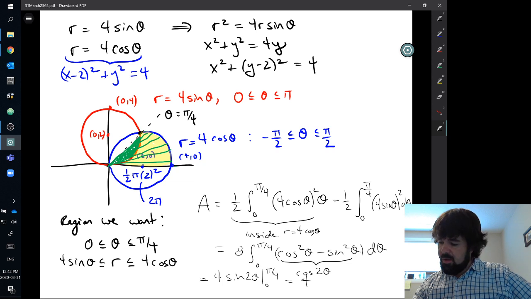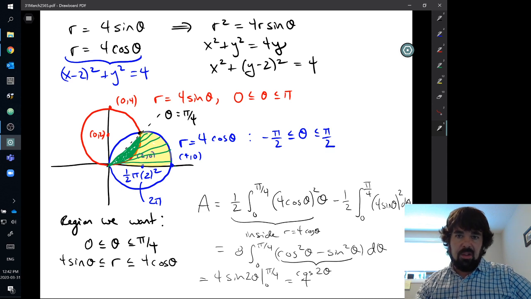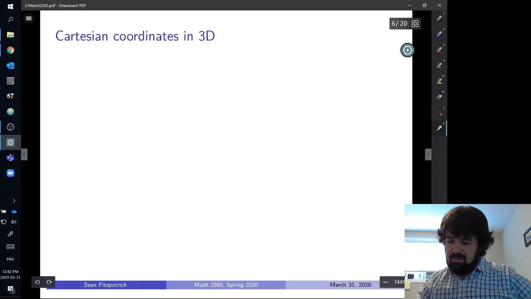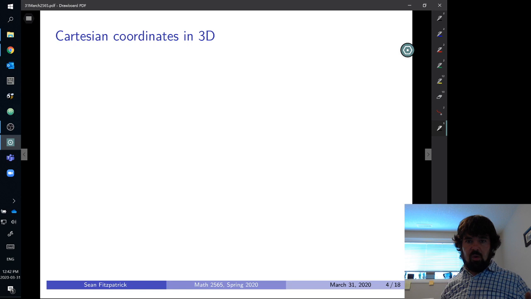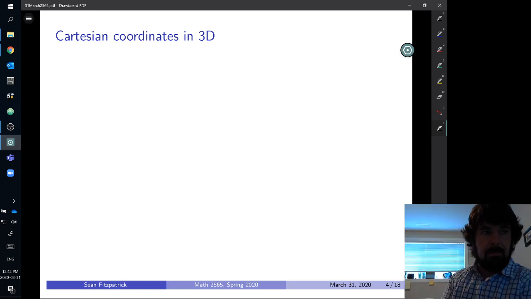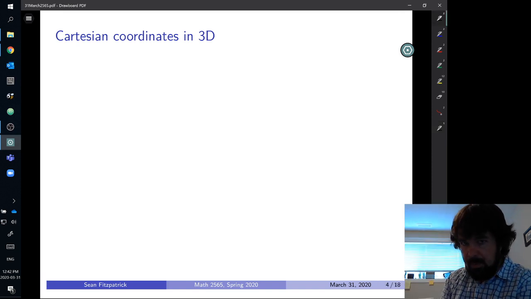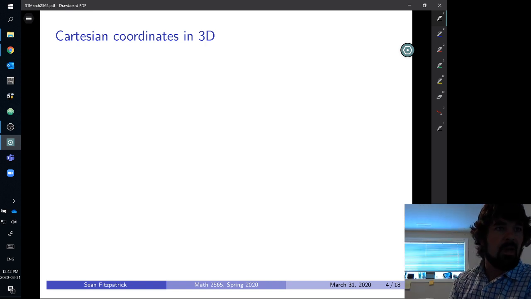So I guess the only thing I'll leave you with for polar area, these questions are super hard if you don't at least draw the picture. You got to draw the picture. If you don't draw the picture, you're in a lot of trouble. Okay. Let's move on. Cartesian coordinates in 3 dimensions. Now, most of the people in this class have already done 1410, or you're in it right now, but I know not everyone is in that boat. There's at least a few people.